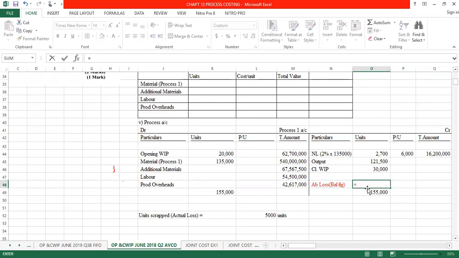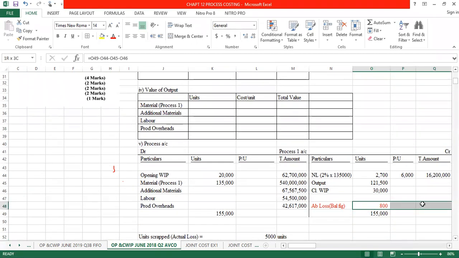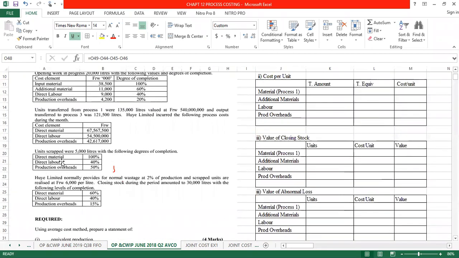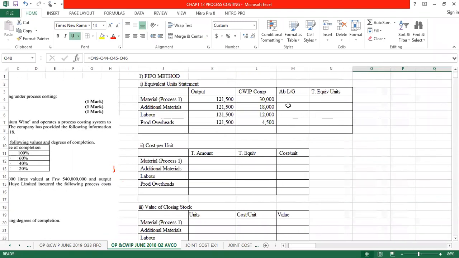So 155, I hope, minus. Yes, it was a gain, it was a loss. That is very good. So if it is a loss, but remember, abnormal loss is, but we were given percentages. Do you see percentages of losses? Direct materials 100%, 40%, and 50%. So percentage for the losses are 100.